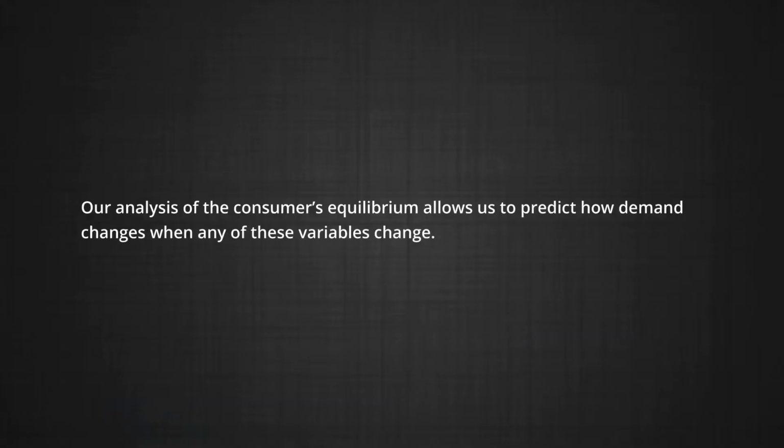Let us explore the effect of a price change on demand. If the price of the commodity changes, our analysis of consumers' equilibrium allows us to predict how demand changes when any of these variables change. In order to achieve clarity on the matter, economists use a strategy to change only one variable at a time, keeping all other variables unchanged.